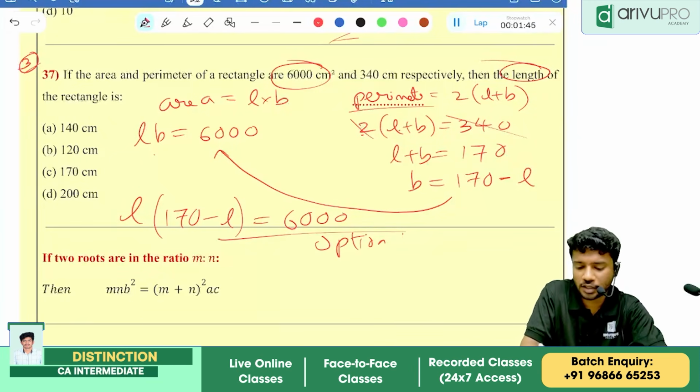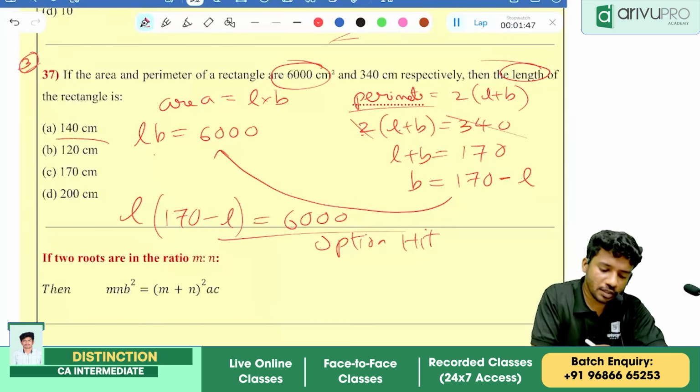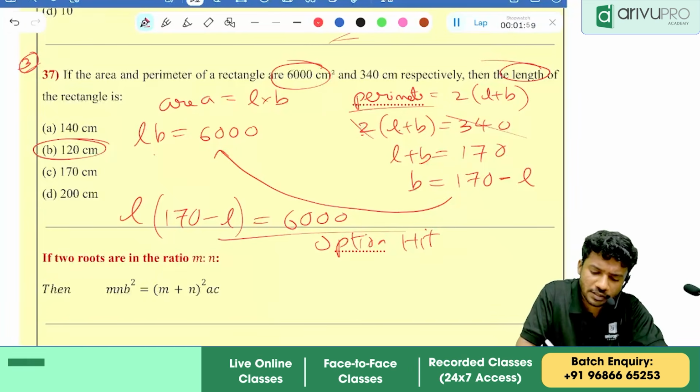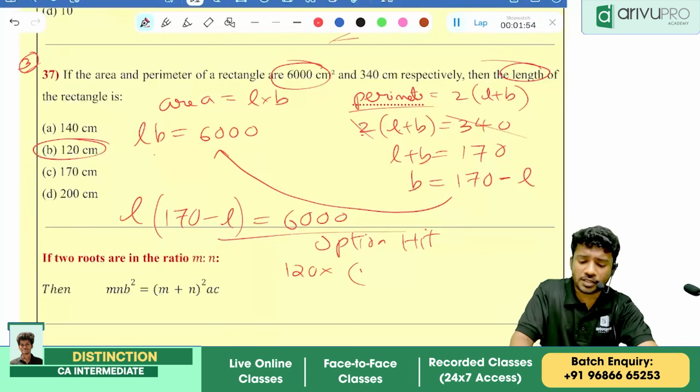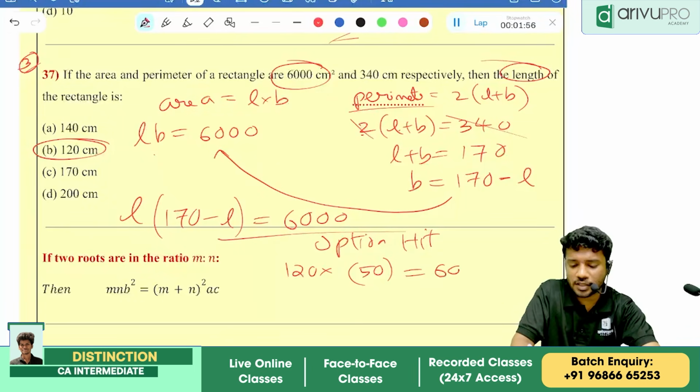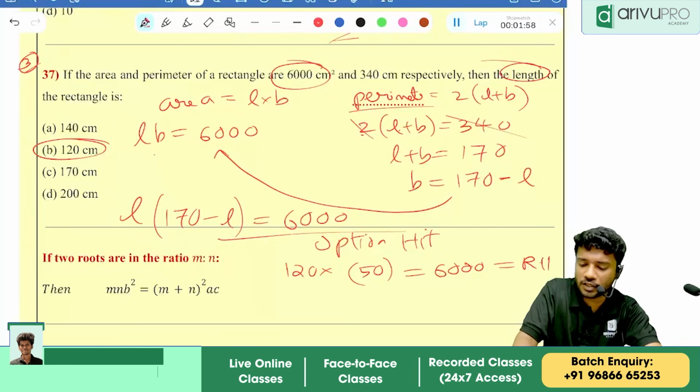No. Option hit. Option B, try option B. Try option B means 120 into 70. 170 minus 120 is how much? 50. Which is equal to how much? 6,000, which is equal to our RHS.